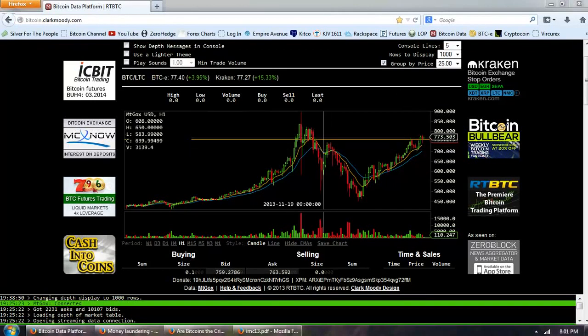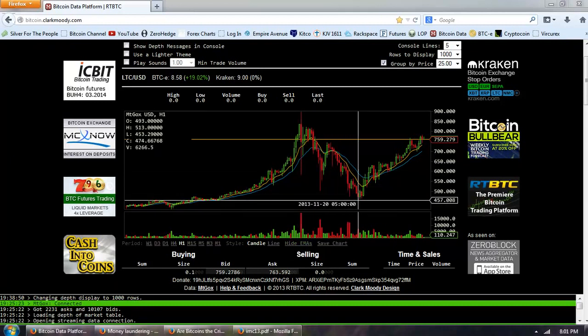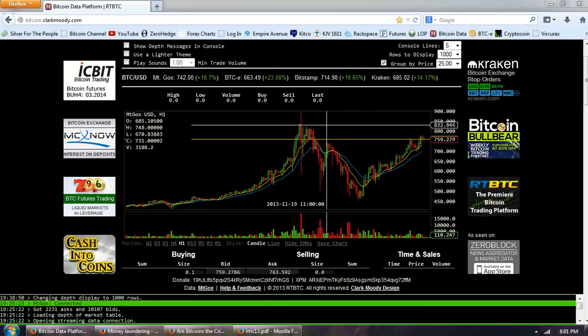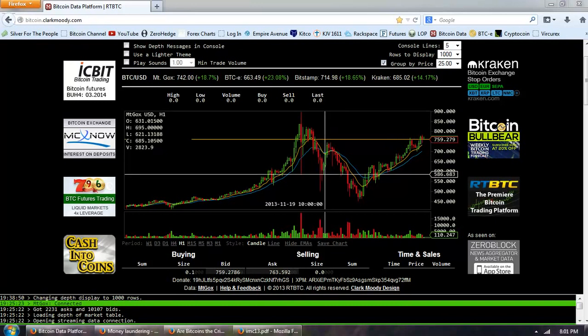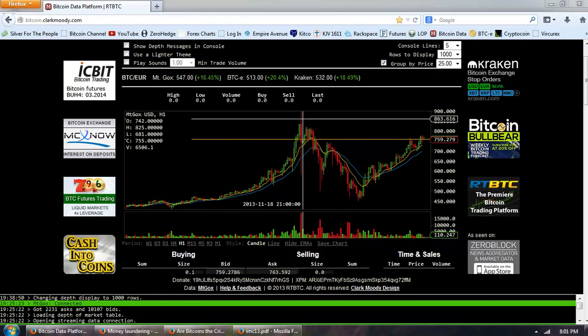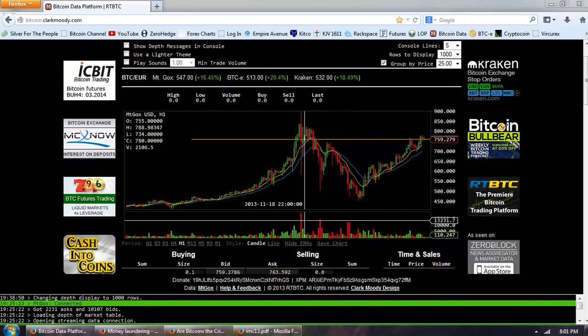Now, this is the 1 hour chart of the Bitcoin provided by clarkmoody.com. You can see here on this chart, each one of these candlesticks is a 1 hour time period. So, the big one here is going to be the spike top that went to 900. You can see the bottom of it is about 580 something. We'll just call it 600. So, a 300 point move on that 1 hour volume spike.